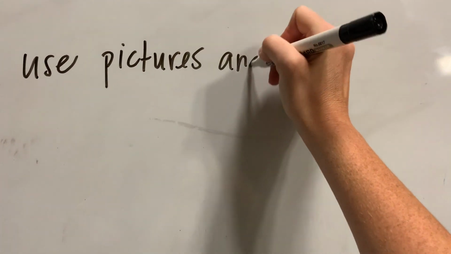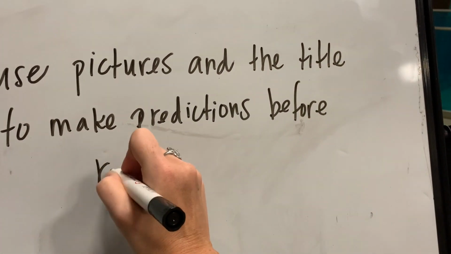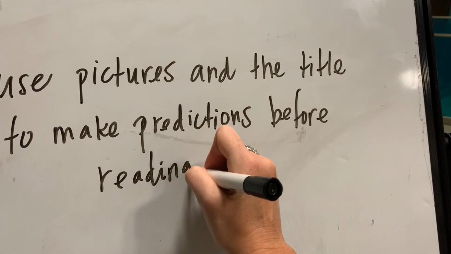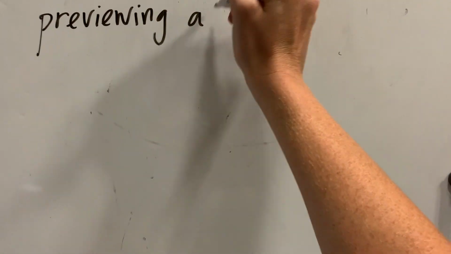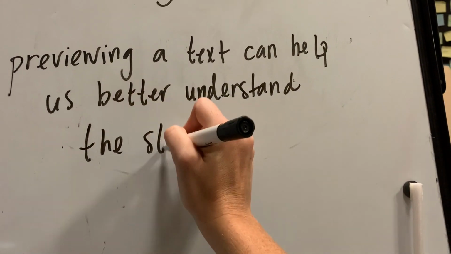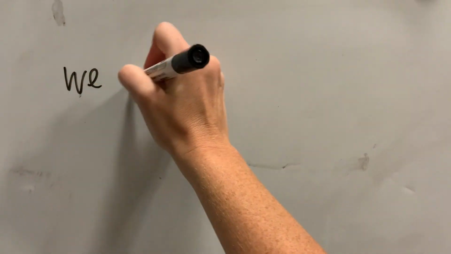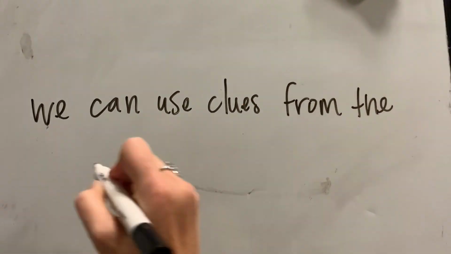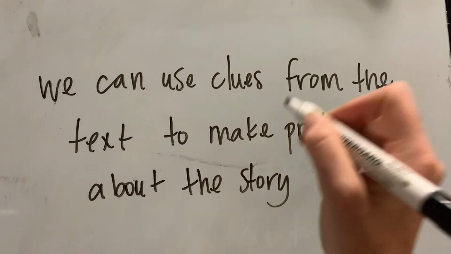Firstly, we want students to be able to use pictures and the title to make predictions before reading a story. Additionally, we want them to be previewing a text and understand that that can help us better understand the story. And lastly, students should be able to understand that we can use clues from the text to make predictions about the story.